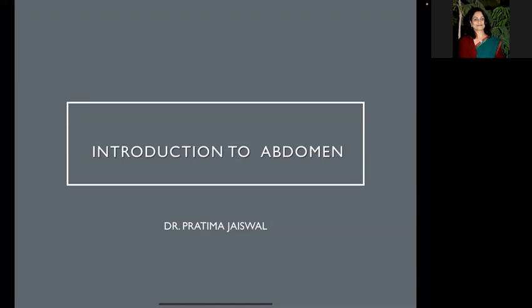It also contains the genitourinary tract, and besides this, it contains the suprarenal gland also. The abdominal organs are contained in the peritoneal cavity, which is lined by peritoneum. Peritoneum has two membranes, parietal and visceral. The space in between the parietal peritoneum and the visceral peritoneum is the peritoneal cavity.